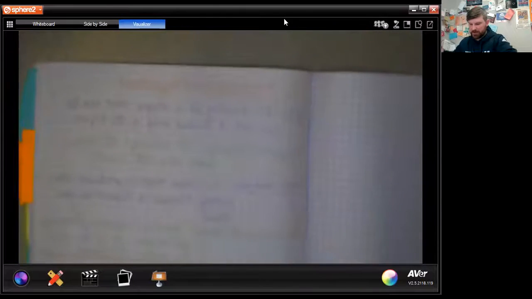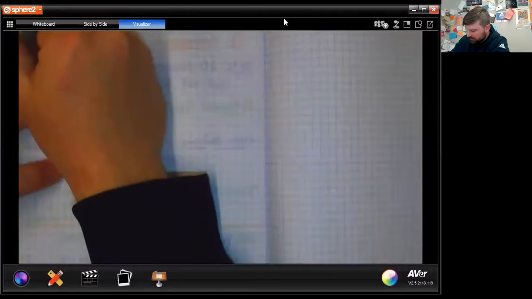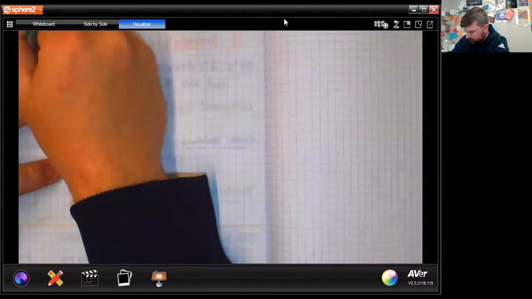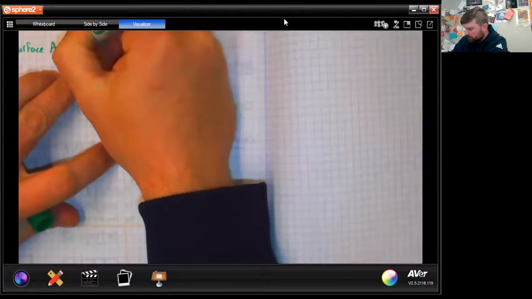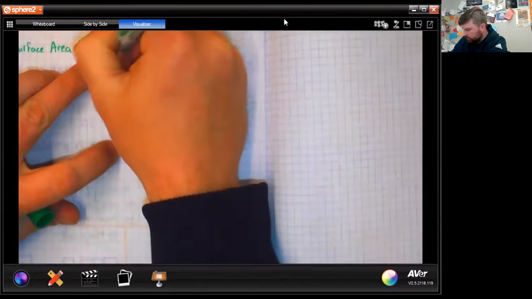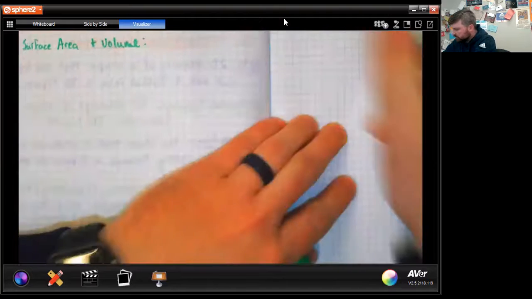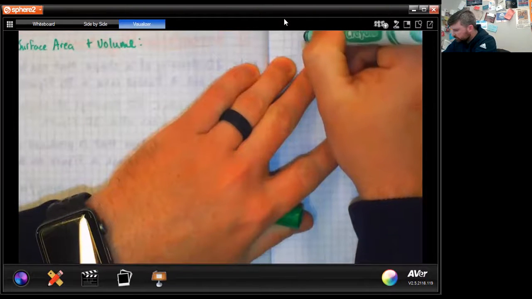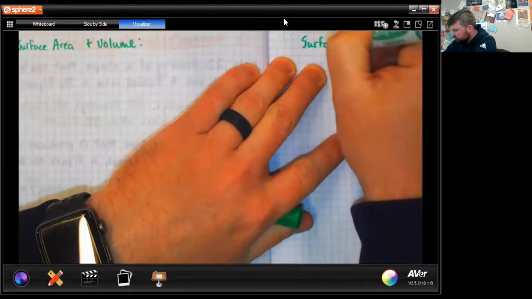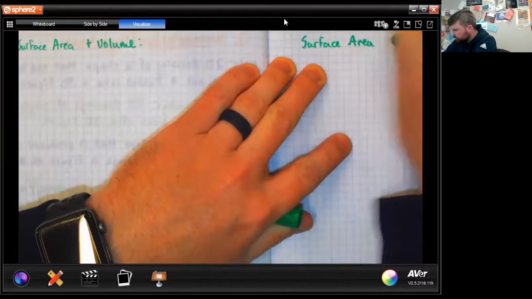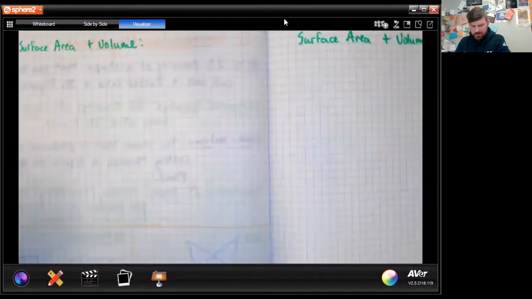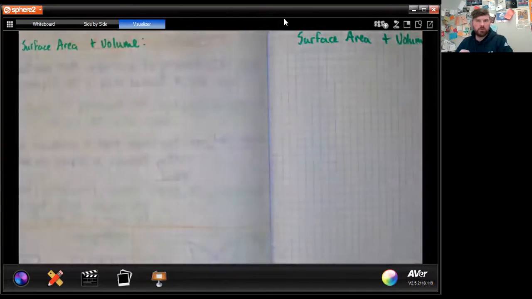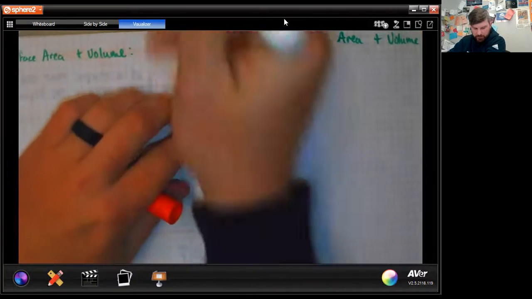The title for these pages is going to be the same. So we have surface area and volume, surface area and volume. And today we're only going to be talking about prisms.